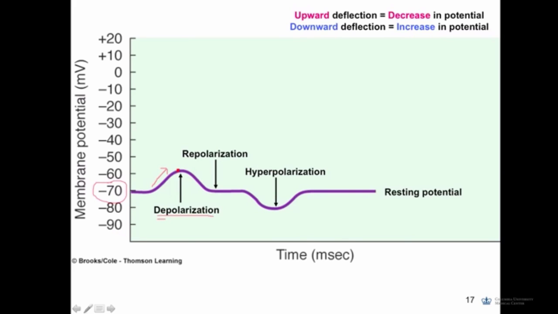If the cell goes from a depolarized state back to resting, we call that a repolarization. And if the membrane potential moves from resting to a more negative voltage, we call that a hyperpolarization. It's becoming even more polarized. So with depolarization, the number is becoming more positive. Repolarization is when it comes back down to resting. And hyperpolarization is when it becomes even more negative.